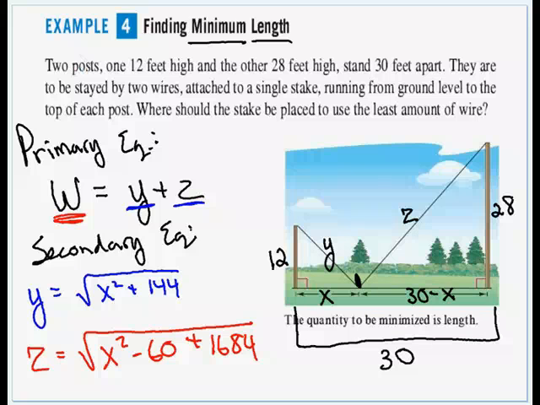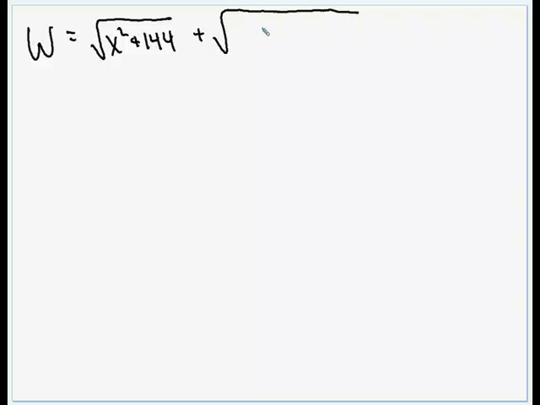So we can now write our primary equation. I'll switch to black here. W equals, and we had y plus z. Now we'll substitute in for y, the square root of x squared plus 144, plus our value for z, the square root of x squared minus 60x plus 1684.